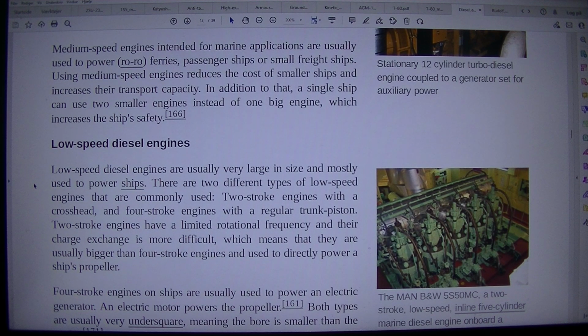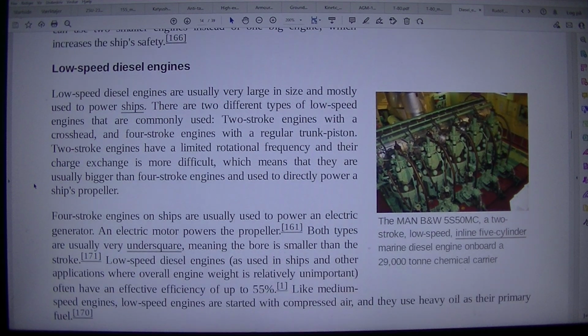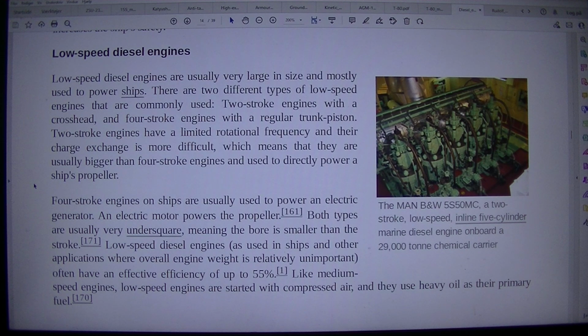Low-speed diesel engines. The MAN B&W 5S50MC, a two-stroke, low-speed, inline 5-cylinder marine diesel engine on board a 29,000-ton chemical carrier. Low-speed diesel engines are usually very large in size and mostly used to power ships. There are two different types of low-speed engines that are commonly used: two-stroke engines with a crosshead, and four-stroke engines with a regular trunk piston.